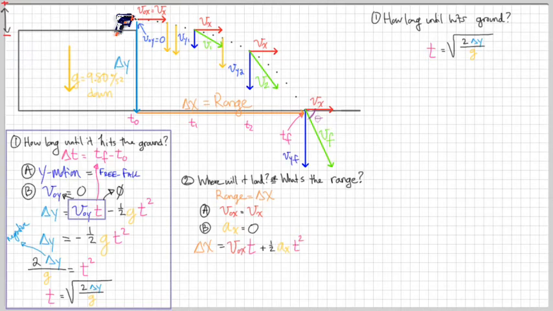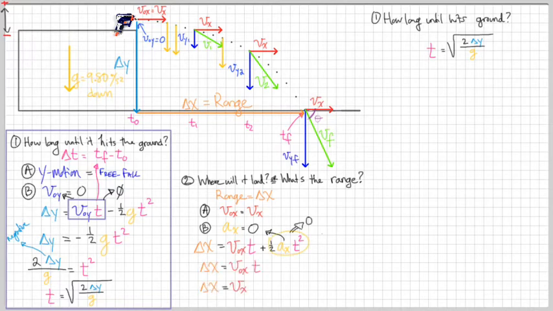Number 2, where will it land? That's asking what the range is. So as far as the range goes, the delta x, what do we know? A, we know that the velocity in the x direction is not changing, and B, what amounts to the same thing, the acceleration in the x direction is 0. That's real helpful. We can use the following equation here, delta x equals v naught, or initial velocity in the x direction, times time, plus 1/2 acceleration in the x direction times time squared. Because the acceleration in the x direction is 0, that part of that equation goes away.